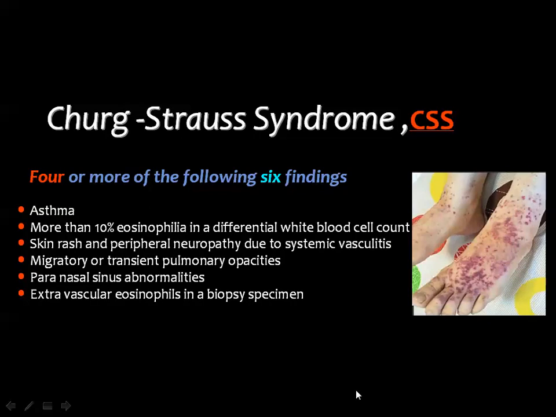Then, according to the literature, you need to have 4 or more of the following 6 criteria in order to diagnose Churg-Strauss syndrome.